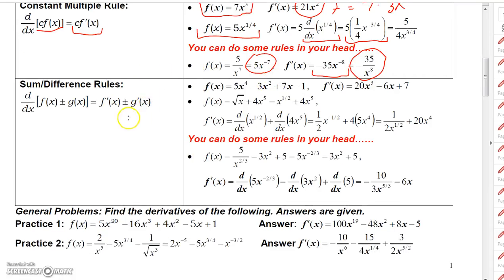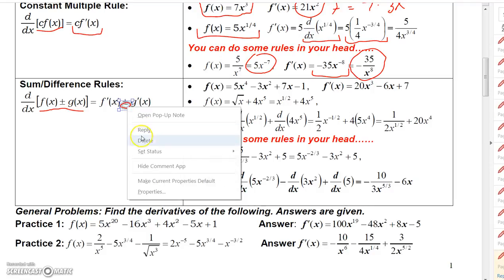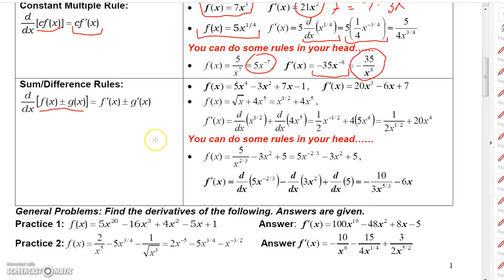And then finally, you can write negative 35 x to the negative 8 as negative 35 over x to the 8. There's also a rule for the sum. So this is actually two rules in one. The derivative of the sum of two functions is the sum of the derivatives of the two functions. And also, if you have the derivative of the difference of two functions, that's the difference of the two derivatives. So basically, it just means that if you have several functions added or subtracted together, then you can just differentiate them term by term.